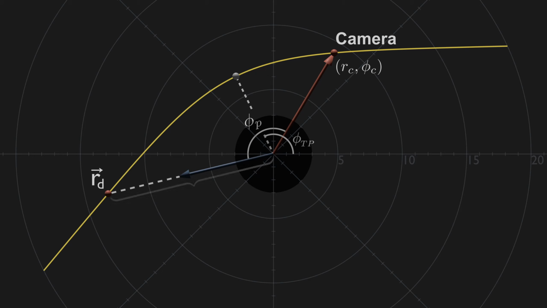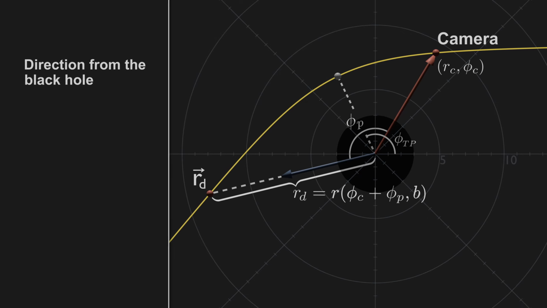Remember, what we need is this distance, which I'll call rd for r at disk. So this is r at phi equals phi c plus phi p. So if we had a function r of phi and b, we could plug in the value of b for our light ray orbit and phi equal to phi c plus phi p to get rd. This is something we can put into a texture.